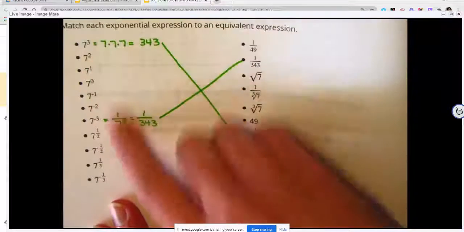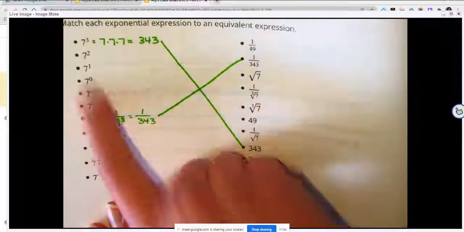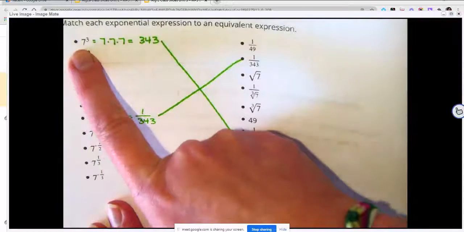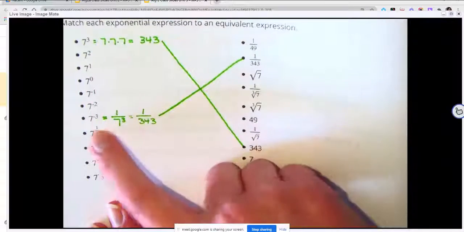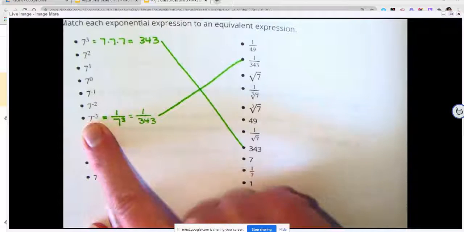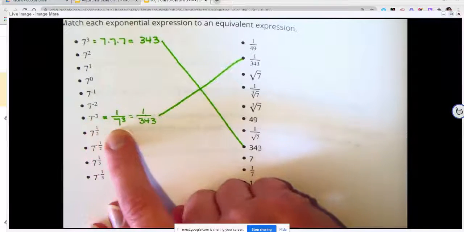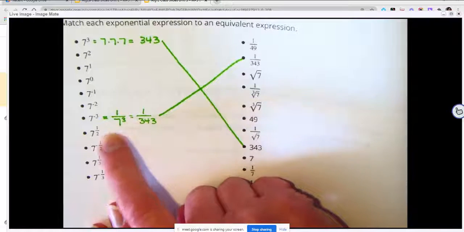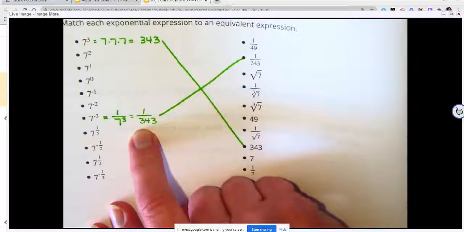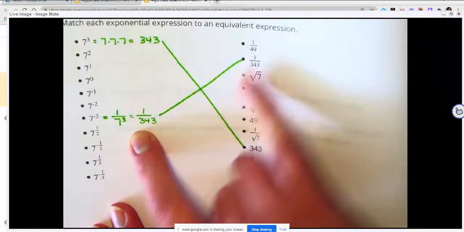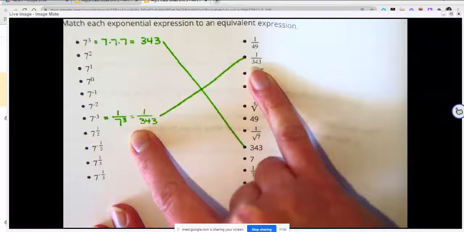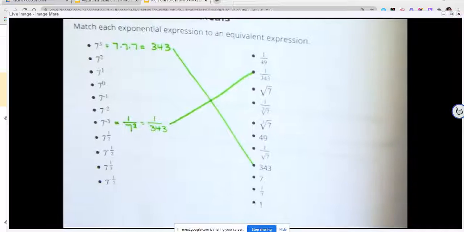I stuck with the same exponent, positive and negative, because it makes sense to me to think about what it is in a positive first and then kick it down to a denominator. That's all that a negative does. It's just going to move it down to a denominator of a fraction. And now we still have 7 to the third. It's just in the denominator. So that'll match up with a 343.